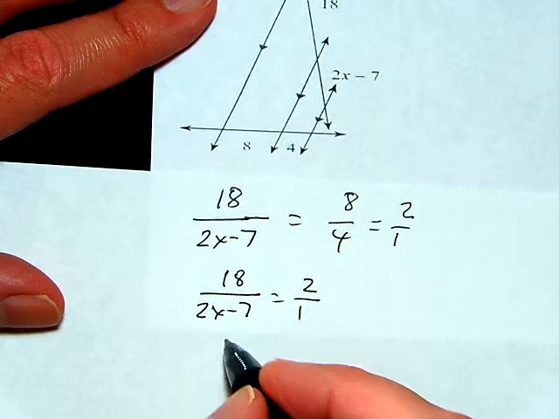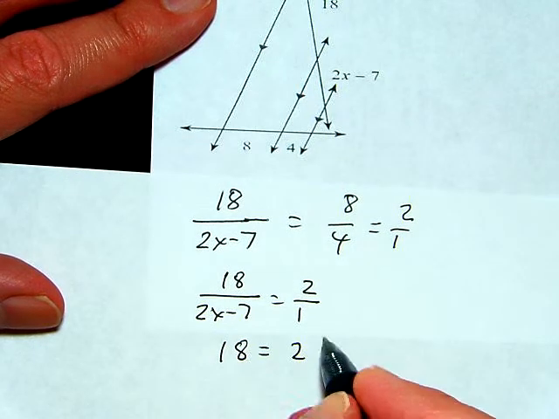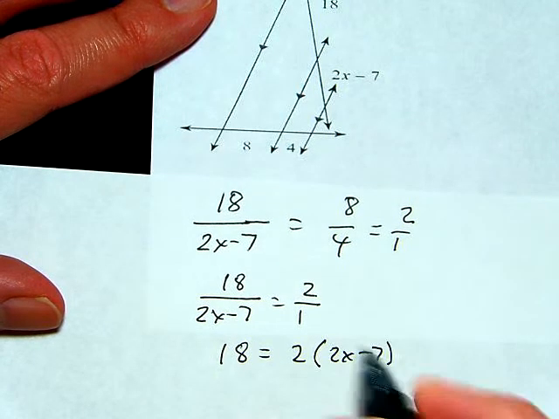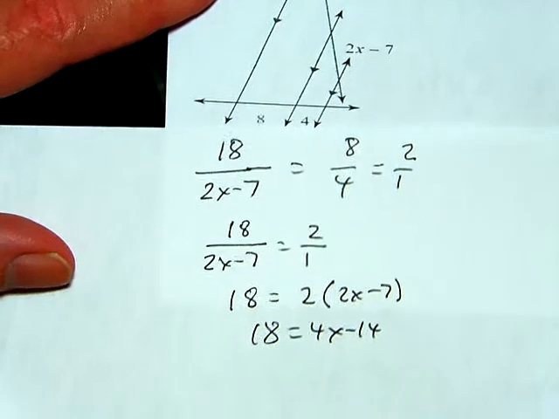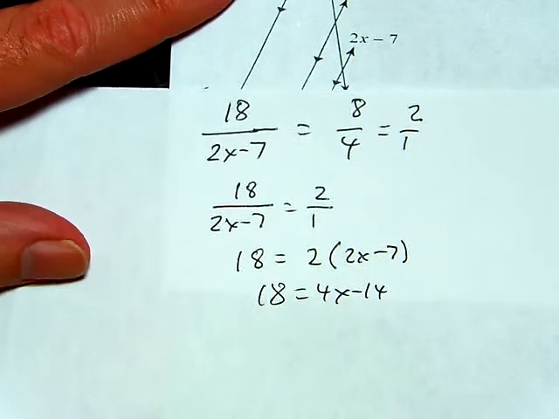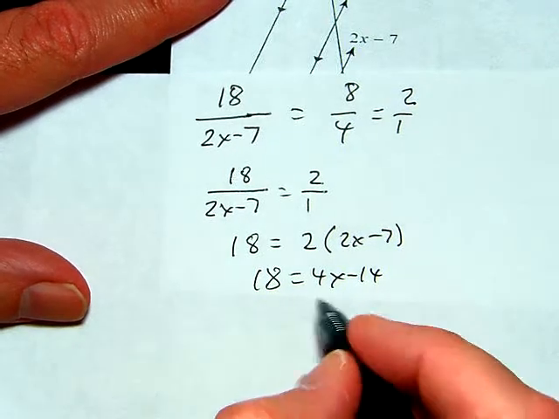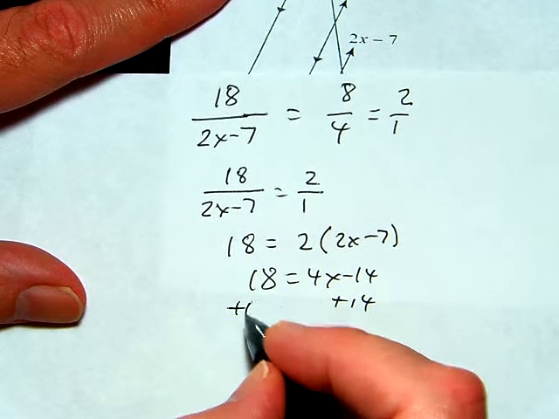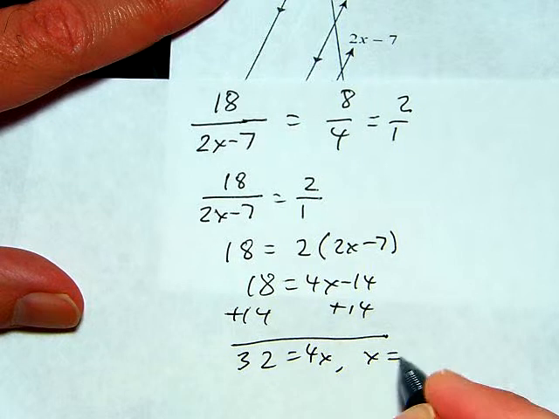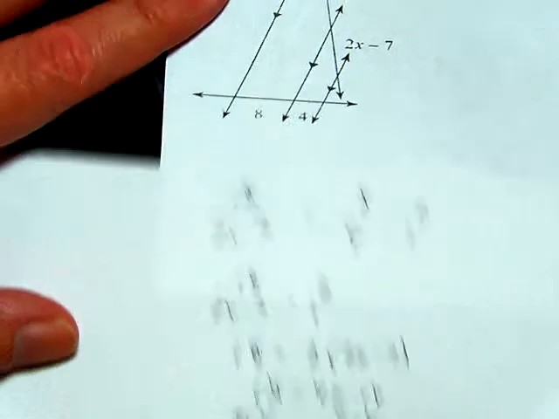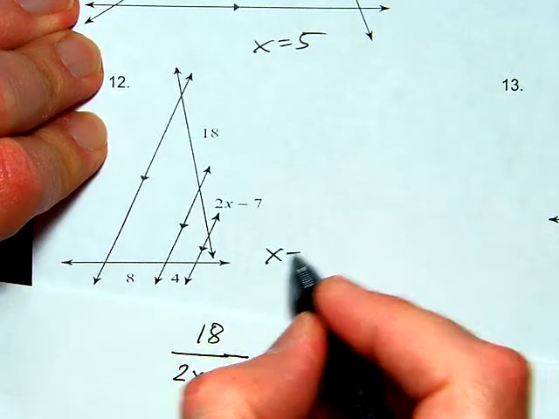Cross multiplying gives us 18 is equal to 2 times 2x minus 7, or 18 is equal to 4x minus 14. And this is adding 14 to both sides. Gives us 32 equals 4x, and x is equal to 8. So the answer to this problem is x equals 8.